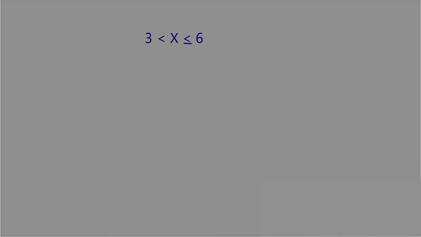This equation means that we start at +3 and end at +6 on a number line. Because 3 is not included, we write an open circle. And because 6 is included, we write a closed circle. The next thing to do now is to draw a line connecting the circles.